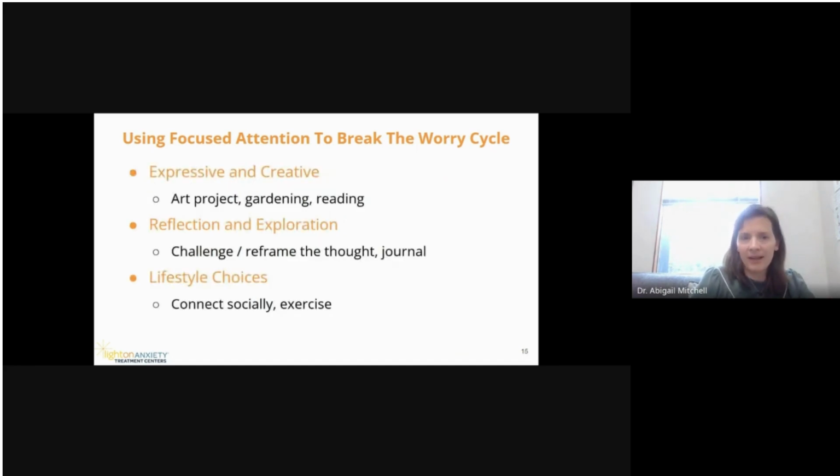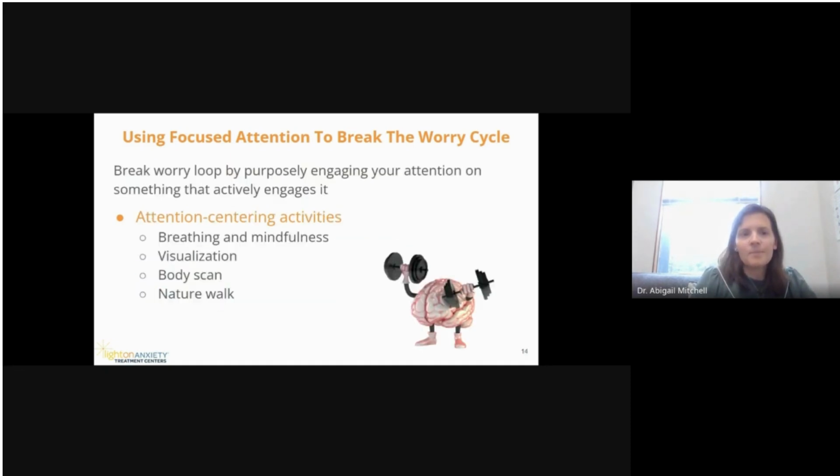And then she's got a couple other categories, like expressive and creative, and reflection and exploration, where you can ask questions of the worry or challenge it, so cognitive restructuring would fall into that, or journal about it. And then of course, more lifestyle, doing more behavioral activation, like connecting socially and exercising, that occupy our attention and get us out of the worry loop. So definitely worth watching that clip. She does a really good job explaining it.